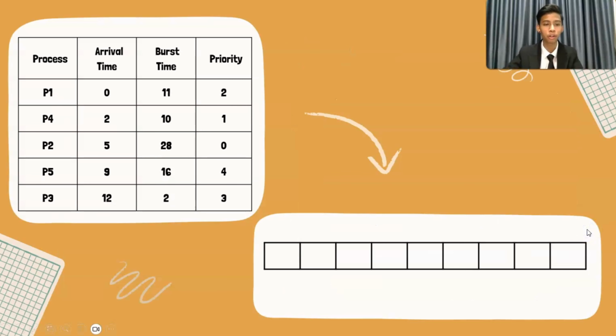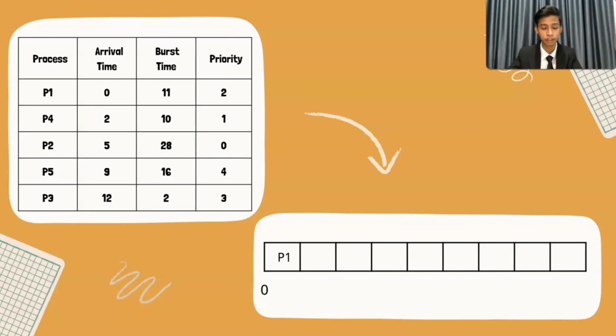So next up, we continue on with the Gantt chart. P1 first arrives at time 0 with a burst time of 11. Since this is the only process in the system, P1 will start executing first. Then at time 2, P4 arrives with a burst time of 10. But we compare it with P1, which has a remainder of 9 since 2 units have already been executed, therefore P1 continues executing.